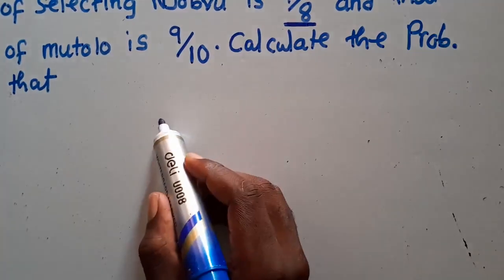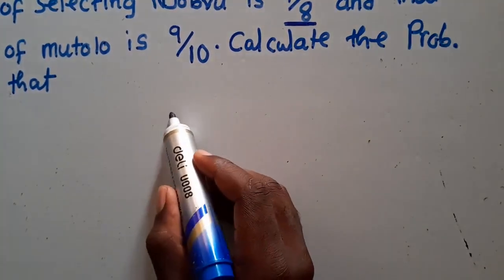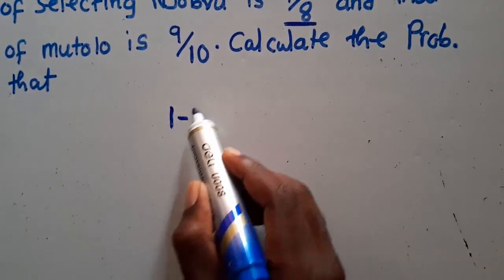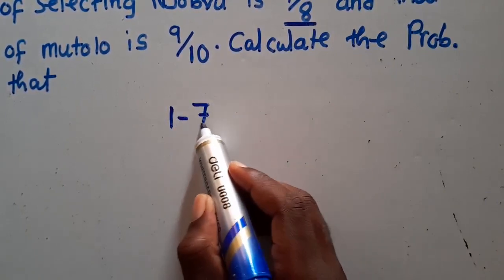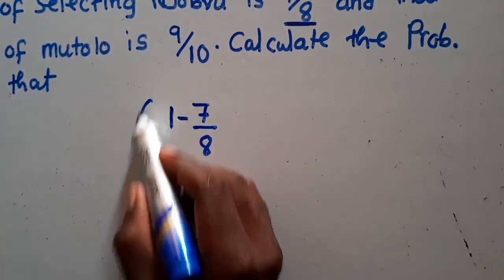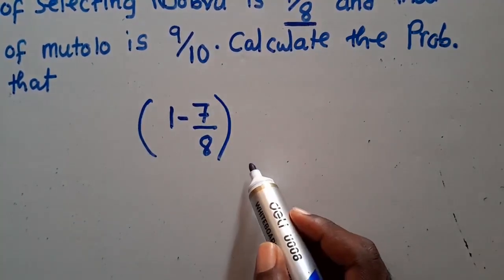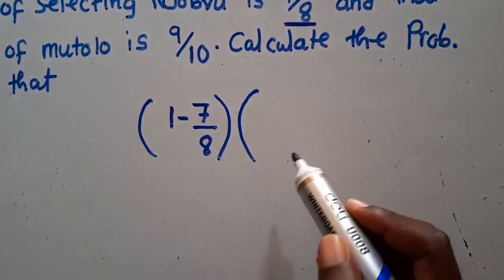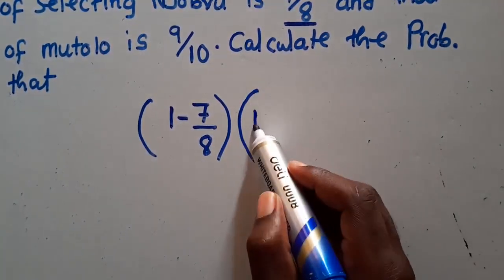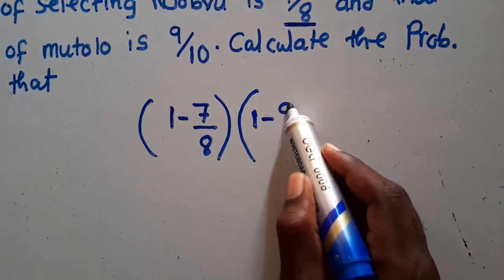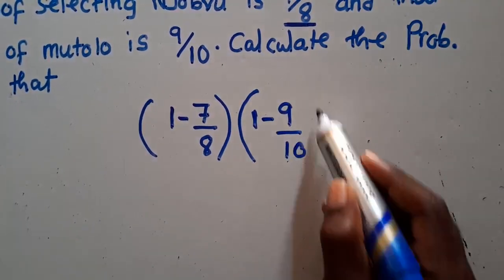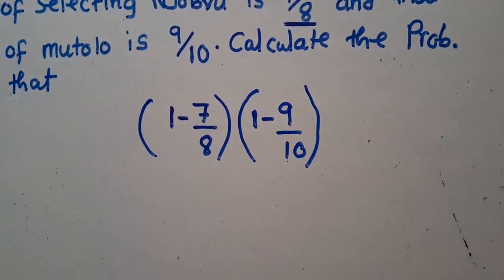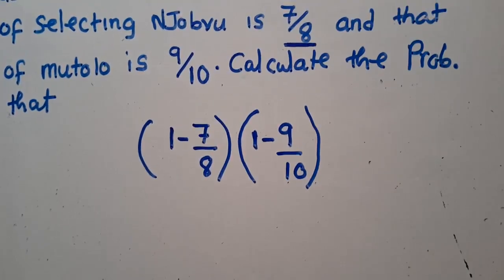So the probability of not selecting Njovu is what? You say 1 minus 7 over what? 8. This is the probability of not selecting Njovu. You multiply with the probability of not selecting Mutoro. You say 1 minus 9 over 10. So here we are saying that none of them is selected. This is what you need to do.